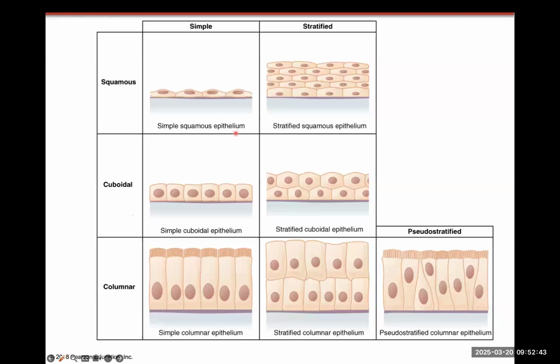And then if it's going to have multiple layers, it's going to be stratified squamous epithelium. And then we also have simple cuboidal epithelium if it's one layer in a cuboidal shape. If it's multiple layers, then that's stratified cuboidal epithelium. So we can kind of mix and match. And then we have columnar, and that's where we also have pseudostratified. This is going to be a little bit outside the box because this is one layer. It's not called simple, but it's called pseudostratified because it looks like multiple layers. So it's going to be pseudostratified columnar epithelium because the cell shape is long again.